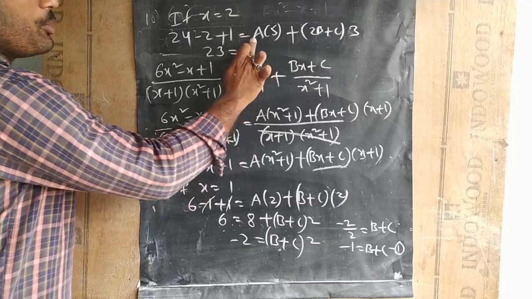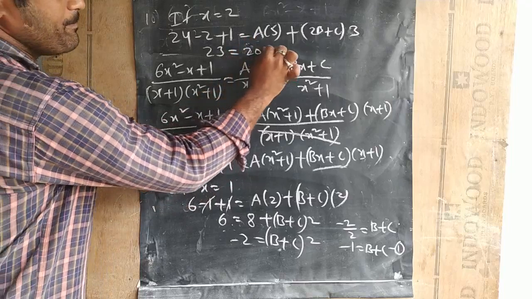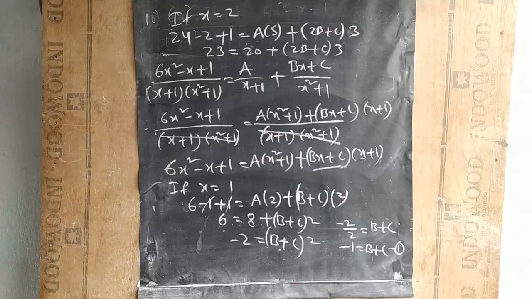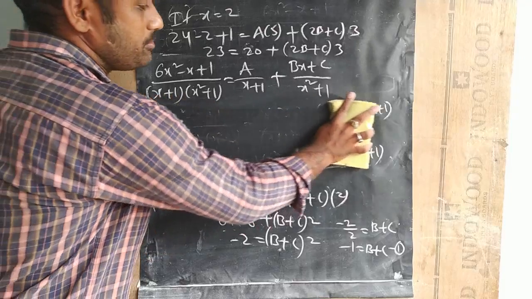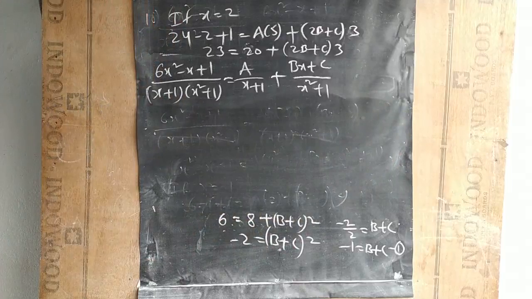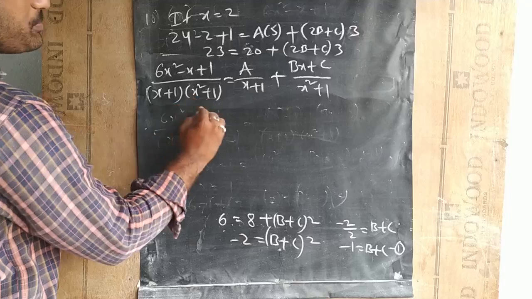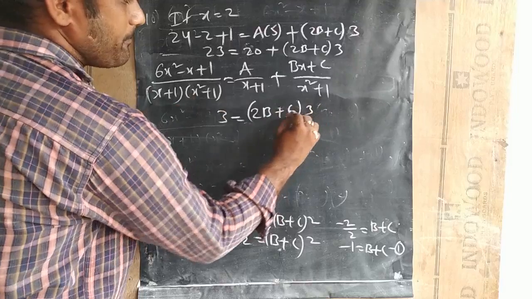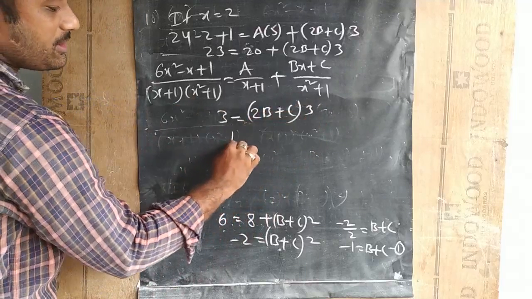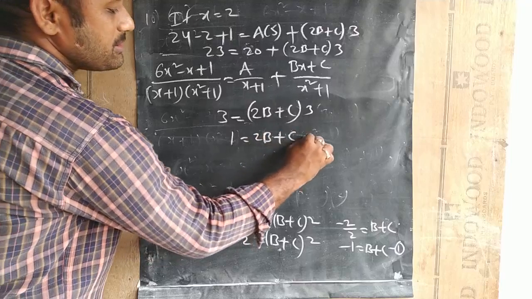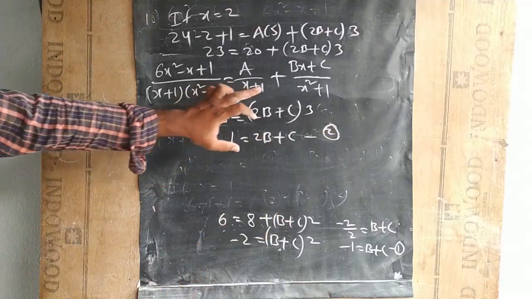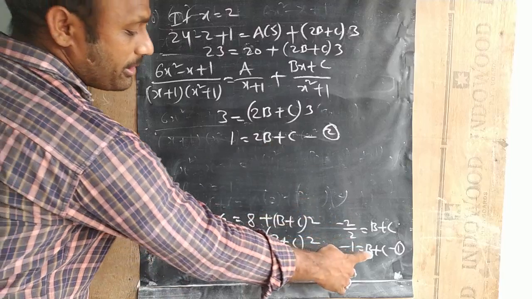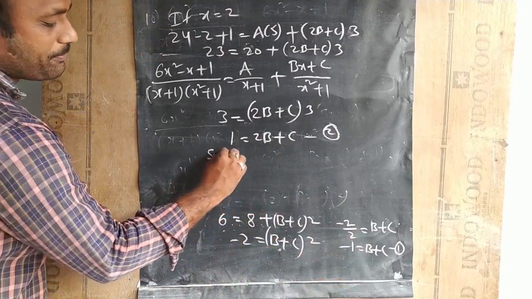5A. Already we know the A value is 4. 4 fives are 20, plus (2B plus C) into 3. So for us this 20 is not required now. If I transpose, it will be 3 equals (2B plus C) into 3. The 3 gets cancelled. 1 equals 2B plus C. This is the second equation. So we got here the first equation and the second equation. Add the two equations. If we add, we are not getting cancelled. Let us subtract, subtract 1 and 2.